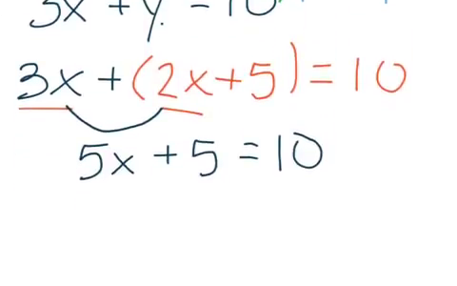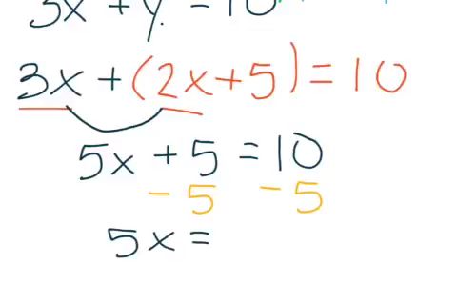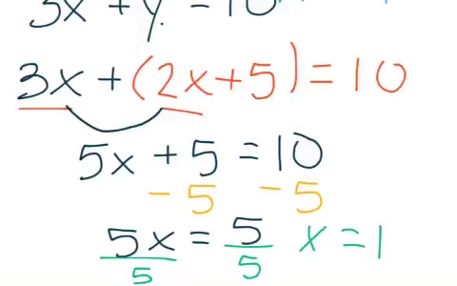So I'm going to get x by itself then. First step is going to be to subtract the 5. So that leaves me with 5x equals 5. And then get rid of the 5 times x so that I get x equals 1.